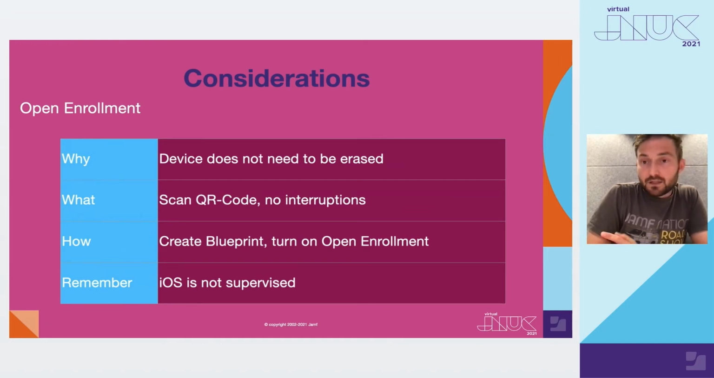Open enrollment is clearly the one when you cannot erase the device or you have a Mac that is not in Apple Business Manager. You scan the QR code, there are no interruptions, your employees can keep working, the device does not have to travel back to the office, it can stay in the field or nowadays probably at home where people work a lot of times. So just make sure you have the right blueprints created and you have open enrollment turned on, and you can get started. Important point, the device will not be supervised for the iOS side, so some iOS devices may not receive all the restrictions and settings.